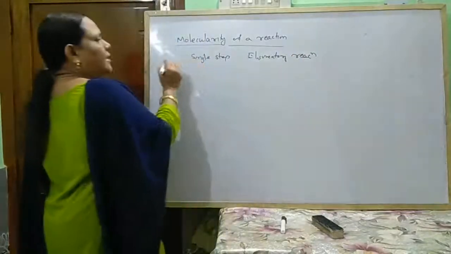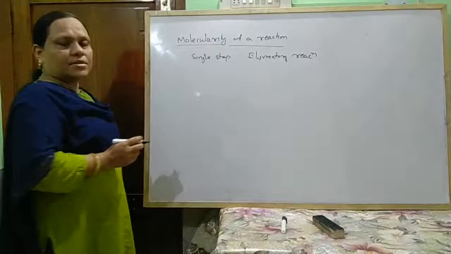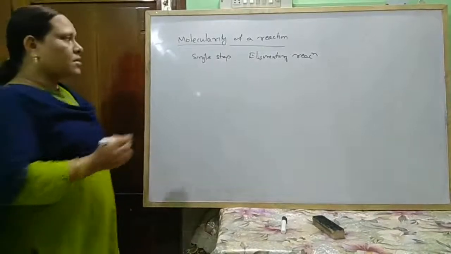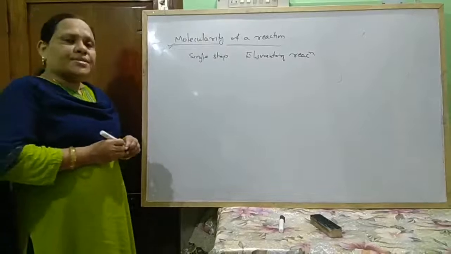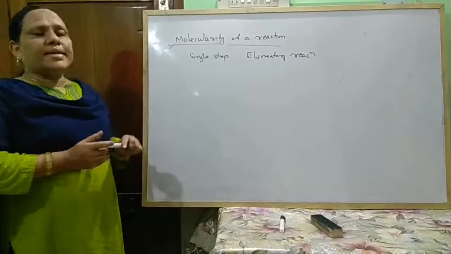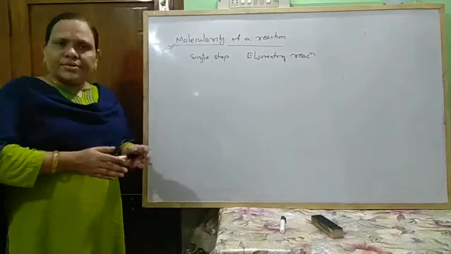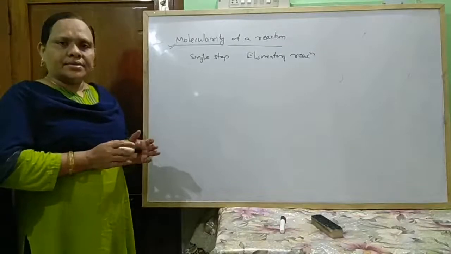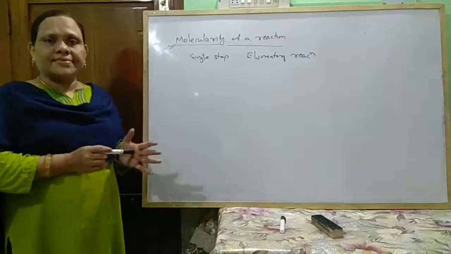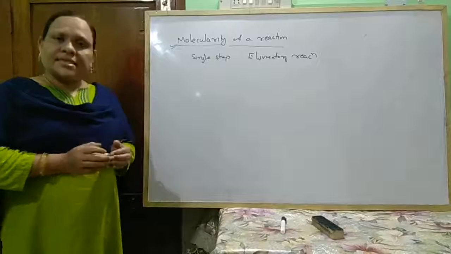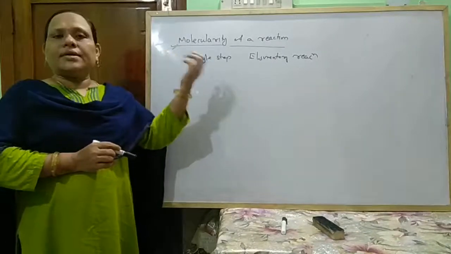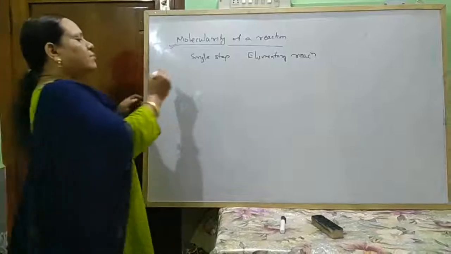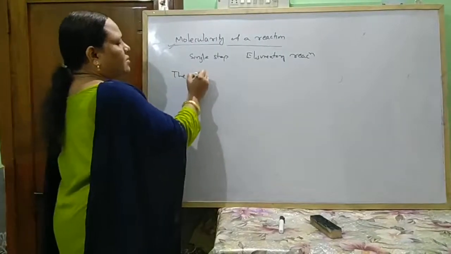Elementary reaction, and generally molecularity of reaction is determined from this elementary reaction. So what is molecularity of reaction? It is the number of reacting species, and the reacting species may be a molecule, an atom or an ion.